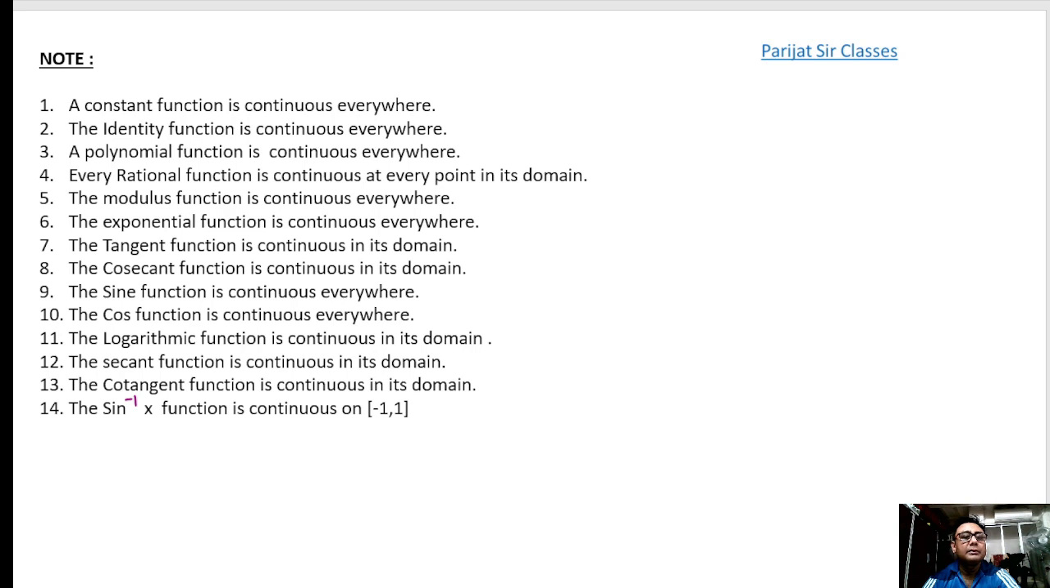Please watch one thing. There are certain important things here. Any constant function will be continuous everywhere, means at all x belonging to the real numbers. Similarly, the identity function is continuous everywhere. A polynomial function is continuous everywhere. A rational function is continuous at every point in its domain. These you have to remember.